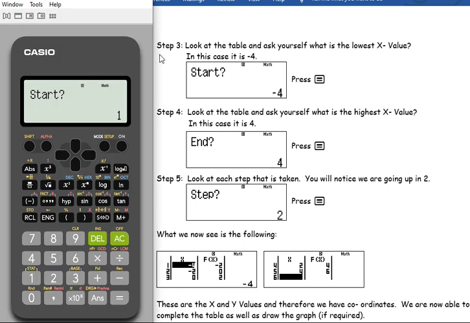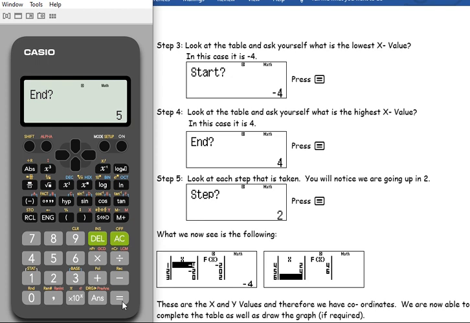Okay, step number 3 says, look at the table and ask yourself, what is our lowest x value? So we went up and we looked at the table and we noticed that in this case, our lowest x value was minus 4. Your calculator is saying to you that you are starting at 1. Please remember, you are in charge of your calculator. You need to make sure that it matches up with what has been given. So we need to change this so that we are going to start at minus 4. Press equals.